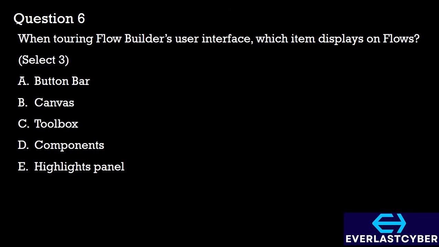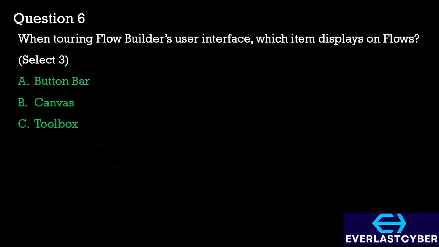The button bar is the area in Flow Builder where you can find options to manage your flow, such as saving, activating, or debugging it. Canvas is the main working area in Flow Builder where you can drag and drop elements to create your flow. Toolbox contains all the elements like data, logic, and actions, and you can use this to build your flow. Components is not specifically an item in the Flow Builder interface, and Highlights panel is more related to record pages rather than flows. So for this, we're going with options A, B, and C.